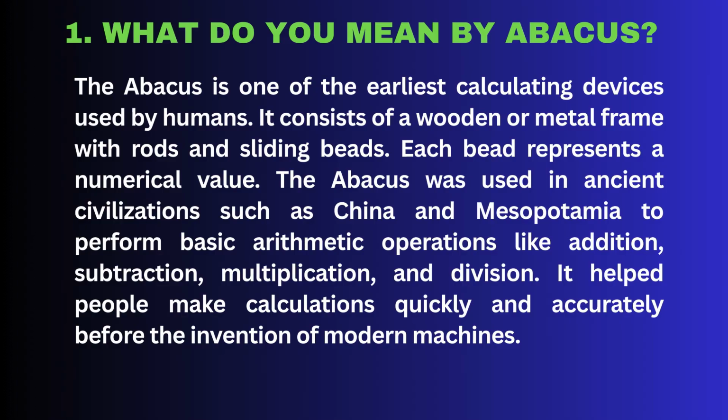What do you mean by abacus? The abacus is one of the earliest calculating devices used by humans. It consists of a wooden or metal frame with rods and sliding beads. Each bead represents a numerical value.